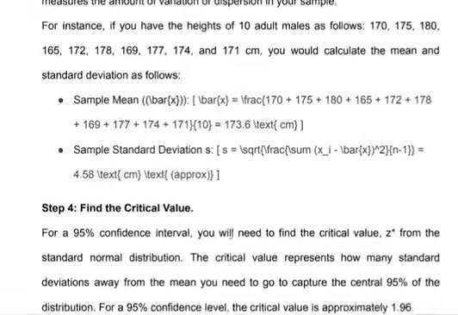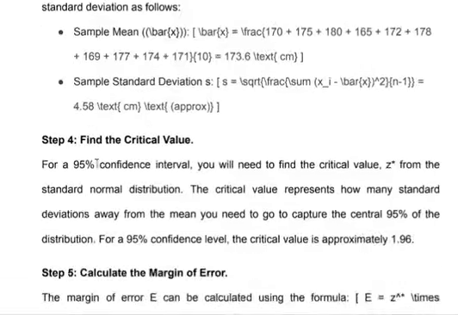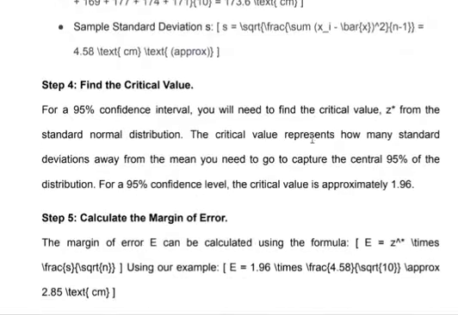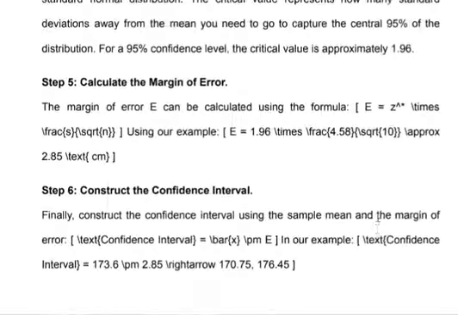Step 4. Find the critical value. For a 95% confidence interval, you will need to find the critical value, Z, from the standard normal distribution. The critical value represents how many standard deviations away from the mean you need to go to capture the central 95% of the distribution. For a 95% confidence level, the critical value is approximately 1.96.